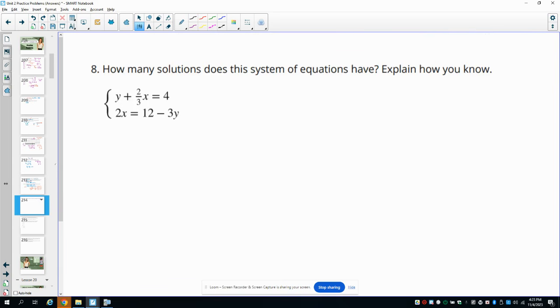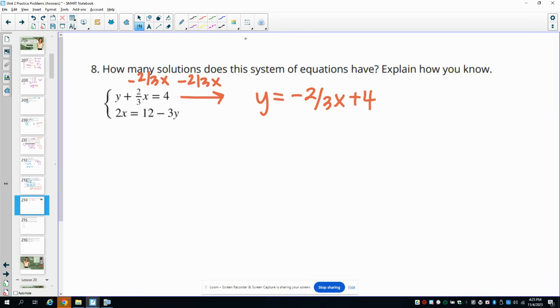Number 8, how many solutions does this system of equations have? Explain how you know. So you could go ahead and try solving it to see how many solutions you get. I'm going to solve them both for y. So I'm going to subtract 2/3 x from both sides. So we're going to get negative 2/3 x plus 4.